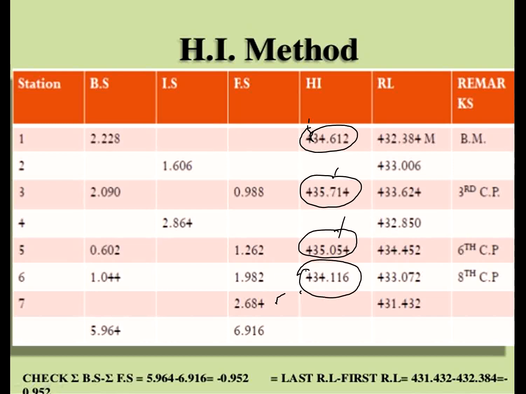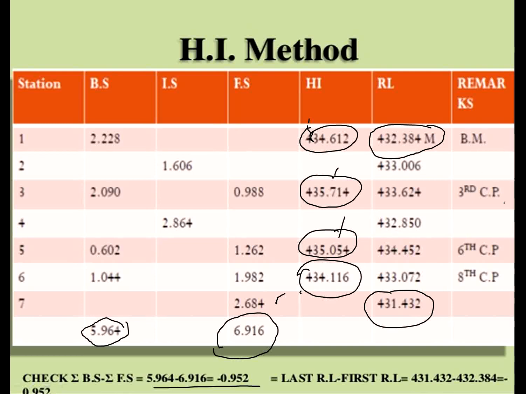So after completing all these bookings, what you have to do is the check, that is, the arithmetic check. The sum of all backsights minus the sum of all foresights will give a value, and it must be equal to the last RL minus the first RL. So you need to find the sums. The sum of backsights you will get as 5.964, and the sum of foresights as 6.916. So 5.964 minus 6.916 gives minus 0.952, and the last RL, 431.432, minus the first RL, 432.384, again gives negative 0.952.